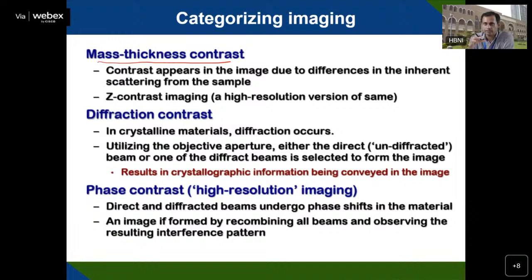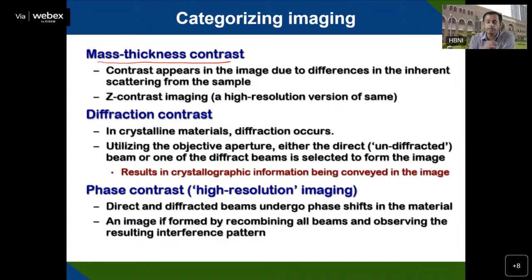Like if you take the opposite way, silica coated on a zinc oxide particle: zinc oxide is high Z, but the soft surface silica is low Z. So there is a mass thickness variation here. So Z contrast imaging will give a high resolution image, or you can also go for diffraction contrast.